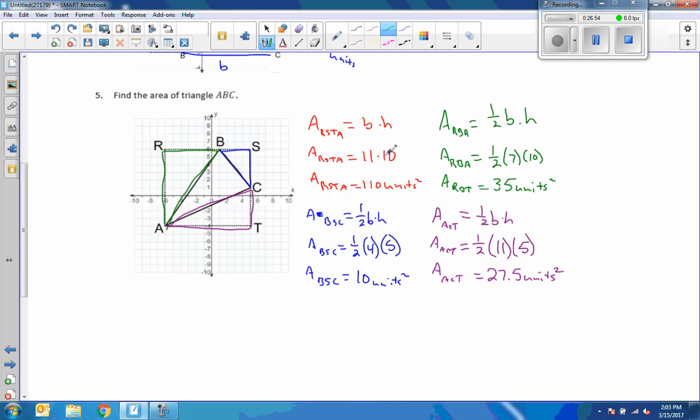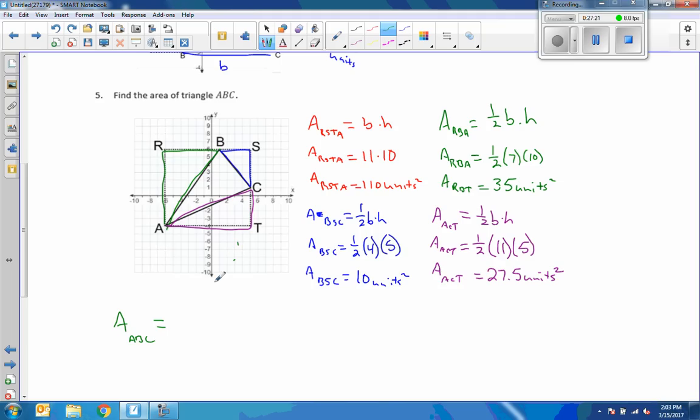Okay, so what we have just done was found the area of the entire rectangle, the area of this green one, the area of the blue one, and the area of the purple one. The only thing left is this piece here. So if I take all of it, minus that, minus that, minus that, I'm left with the center piece. So the area of triangle ABC finally equals the whole thing minus the 3 triangles that are on the outside.